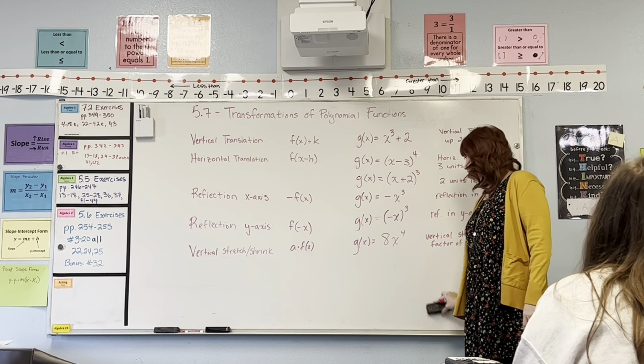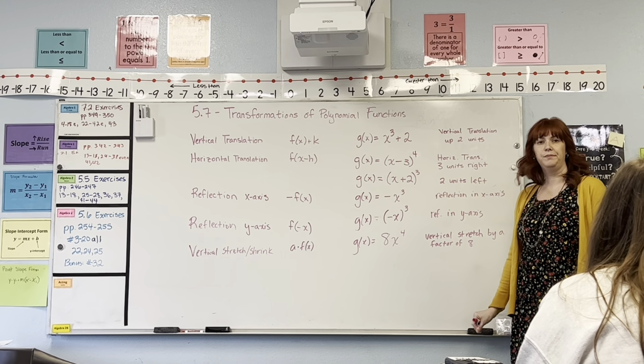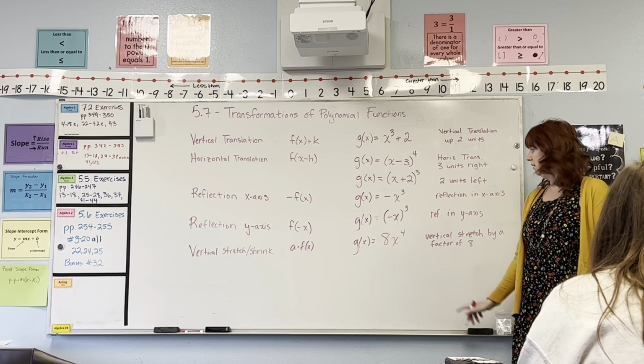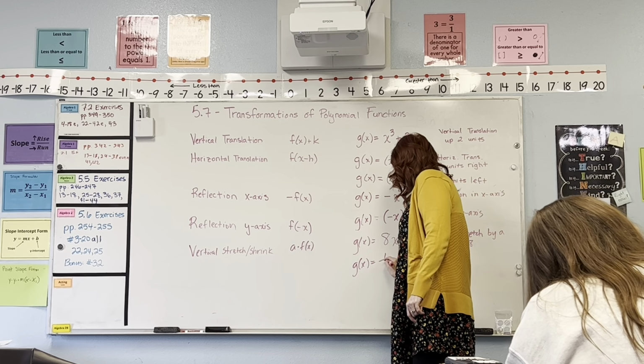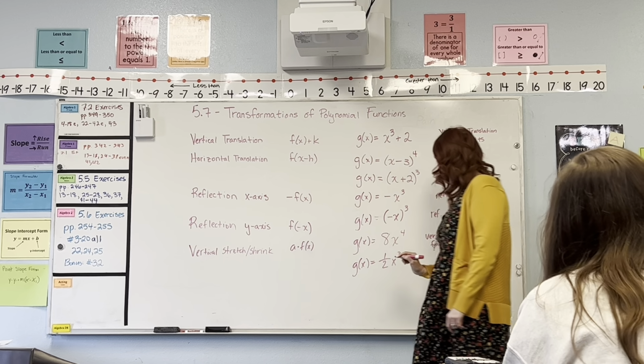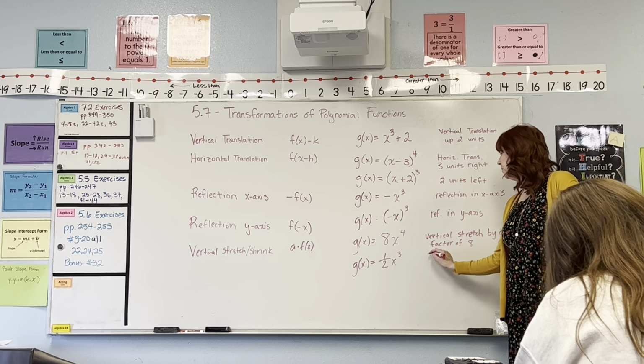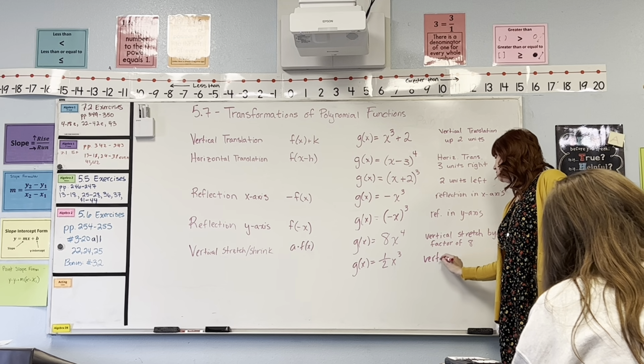But if it's a fraction, that would be an example of a shrink. So a shrink would be a vertical shrink.